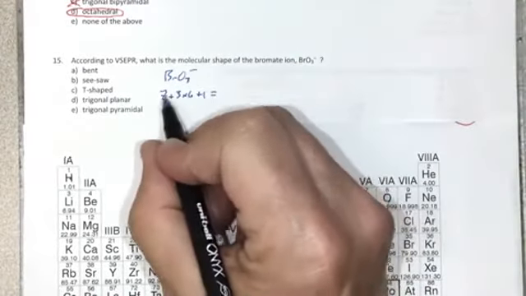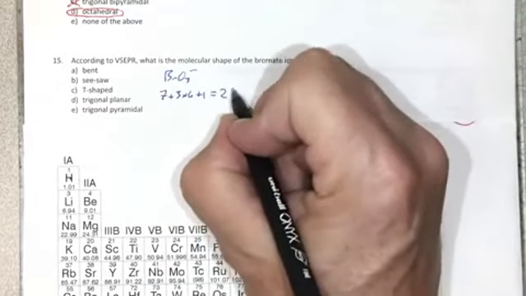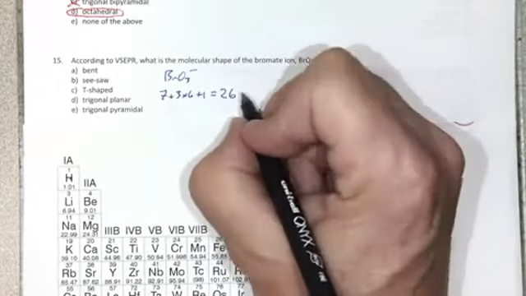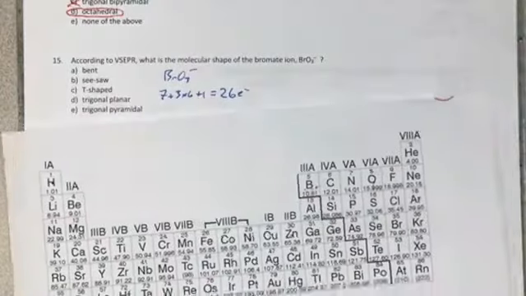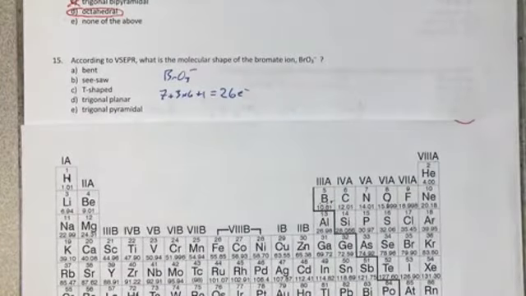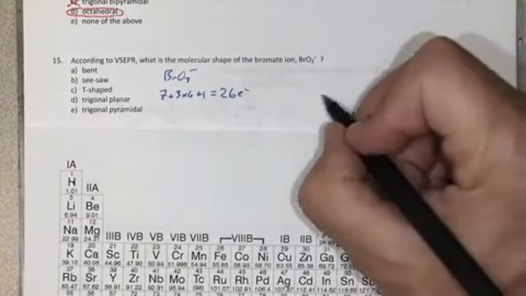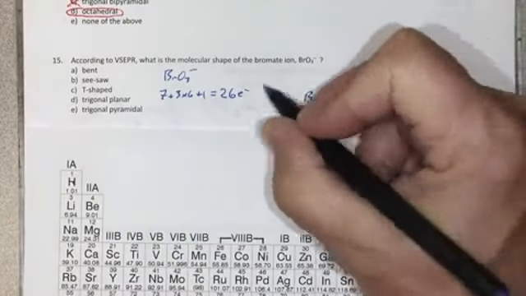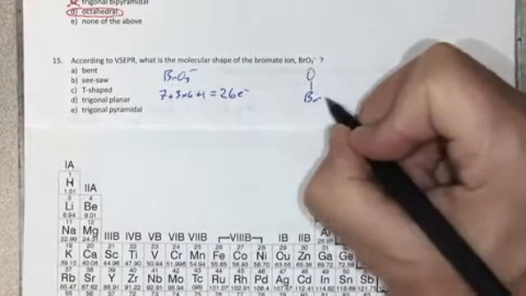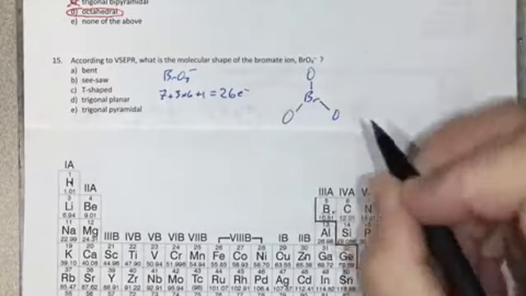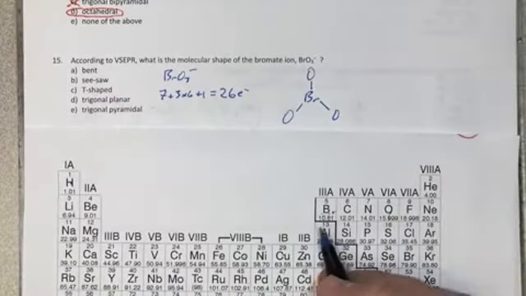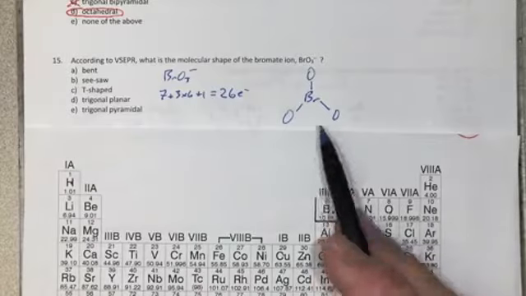So 3 times 6 is 18, 19, and 7 is 26. 26 electrons. So bromate has 26 electrons. So as we draw this, bromine is the central atom. We're going to draw the Lewis structure. It's attached to 3 oxygens. So 2, 4, 6 electrons. Next, we complete the octets on outer atoms. You've got to go in this order.